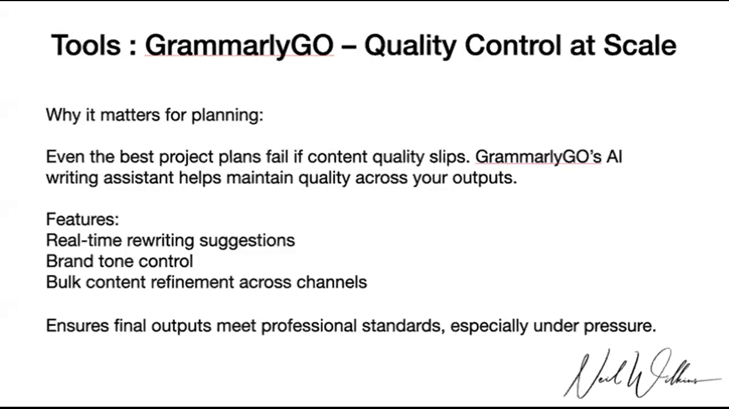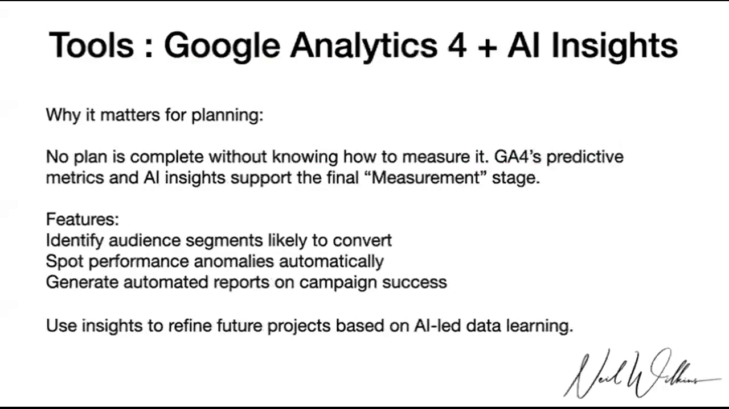Grammarly Go enables you, as a writing assistant, to maintain quality across all of the outputs. It'll do real-time rewriting suggestions, it'll maintain brand and tone of voice control, and it'll do bulk content refinement across all the channels that you select. So hugely powerful to tap this into the mix and the flow of the content and the flow of the project that you're running.